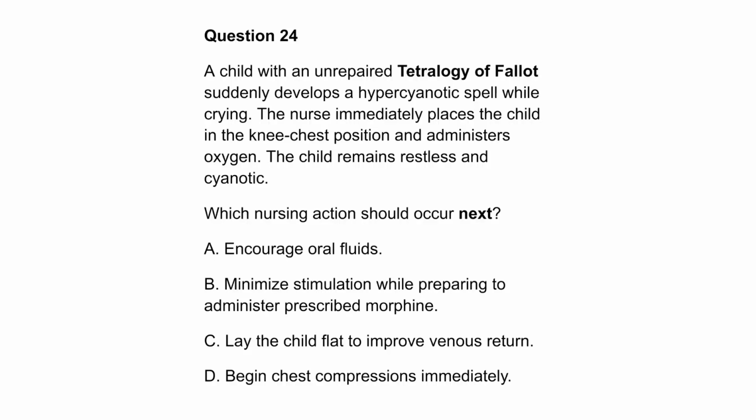Question 24. A child with an unrepaired tetralogy of Fallot suddenly develops a hypercyanotic spell while crying. The nurse immediately places the child in the knee-chest position and administers oxygen. The child remains restless and cyanotic. Which nursing action should occur next?